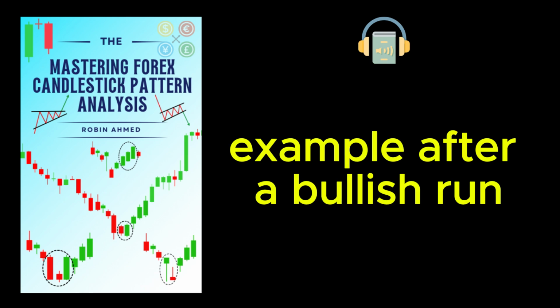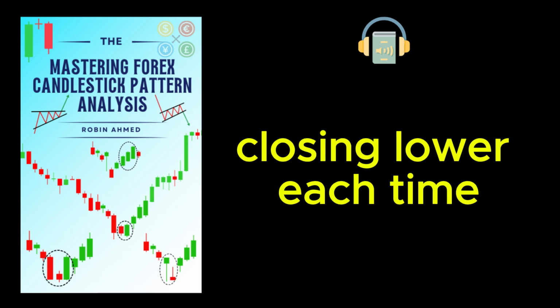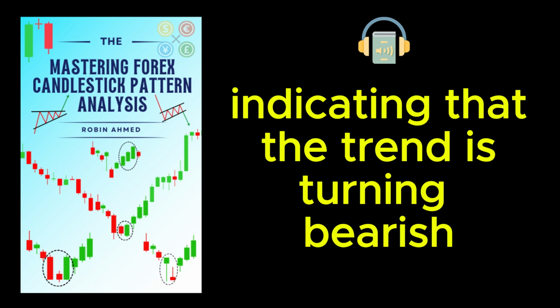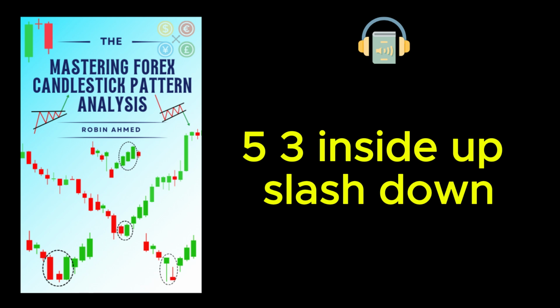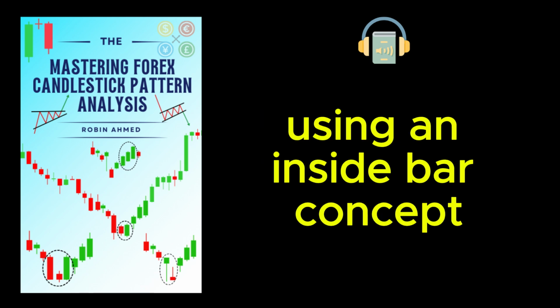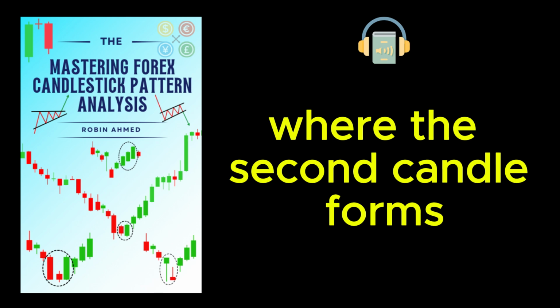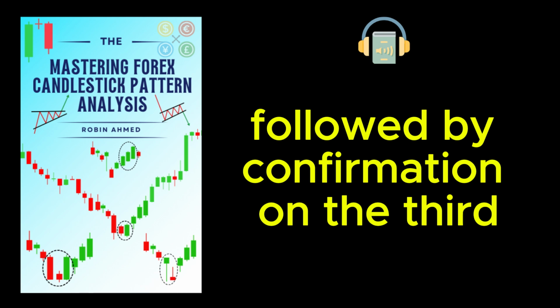Example: after a bullish run, 3 large red candles appear one after another, closing lower each time, indicating that the trend is turning bearish. 5. 3 inside up/down. This pattern represents a reversal setup using an inside bar concept where the second candle forms within the range of the first candle, followed by confirmation on the third.